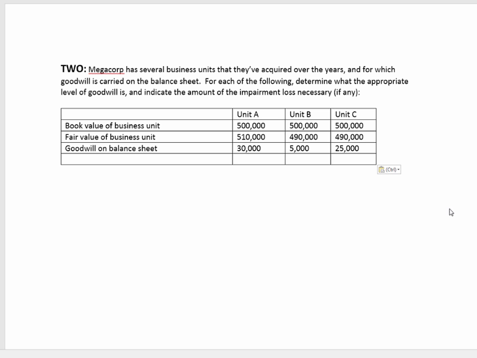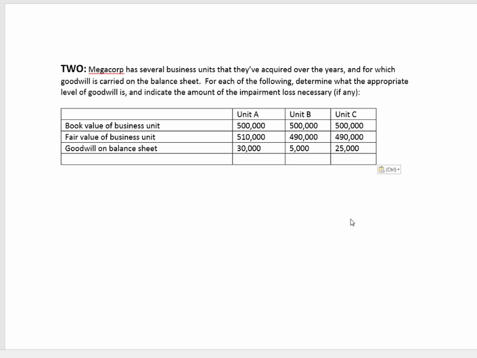Okay, let's go ahead and go through the solution to the Module 1 second practice question. Now, goodwill impairment has been substantially simplified recently. The impairment test is now a simple one-stage test where we're going to compare the book value of the business unit to its fair value, or the carrying value to the fair value. And if the fair value exceeds the book or carrying value, there's no impairment.